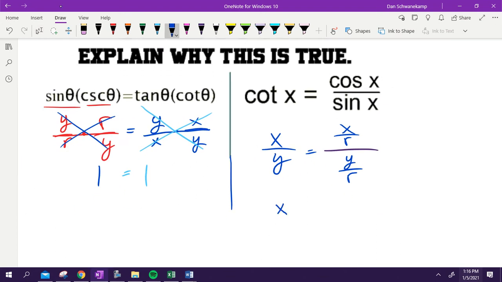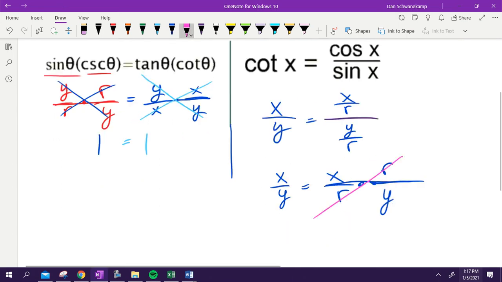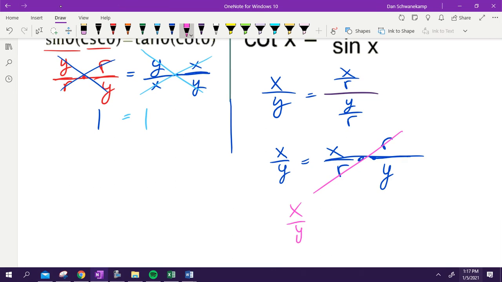I'm taking two things and I am dividing fractions. I don't want to divide fractions. This right here looks super ugly. If I'm dividing fractions, that is the same thing as what? Multiplying by the reciprocal. So dividing this fraction, great. I'm going to multiply by the reciprocal. I'm going to multiply by r over y. One giant fraction bar. Cancel the r's. x over y equals x over y. Yeah, that's a true statement.